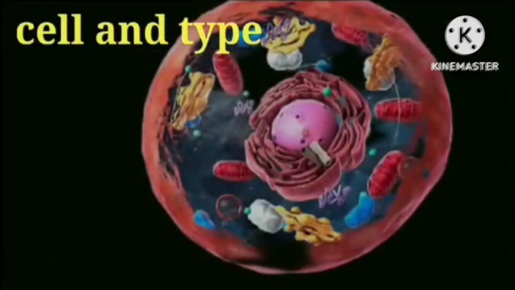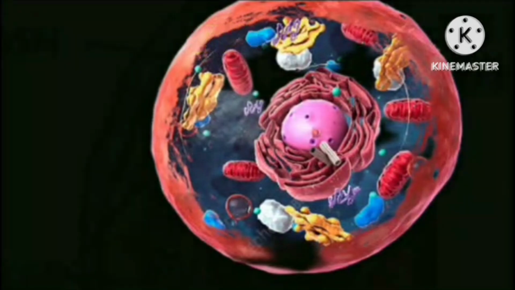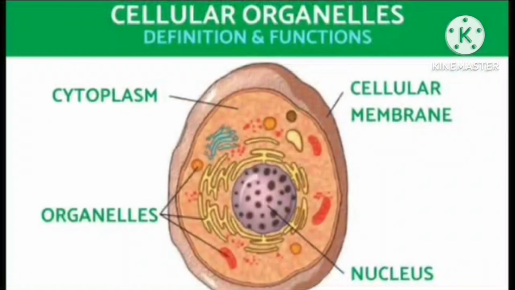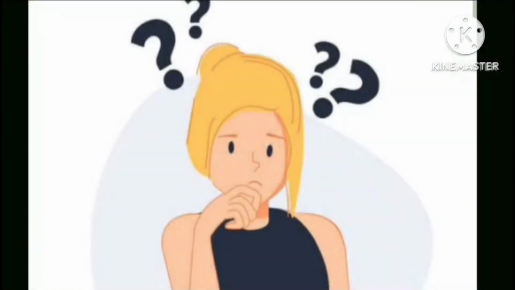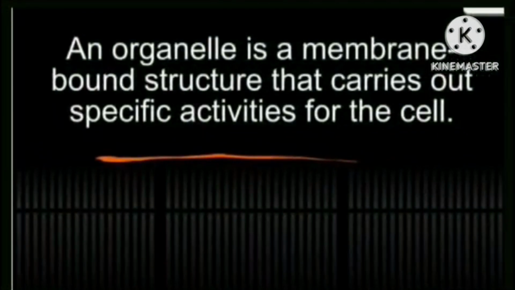In the previous video we discussed what a cell is and the two types of cells, and in this video we are discussing the cell organelles and components. Students, firstly we have to know what organelles and components are and why they are important. Organelles are the compartments inside the cell that perform different functions for a cell.